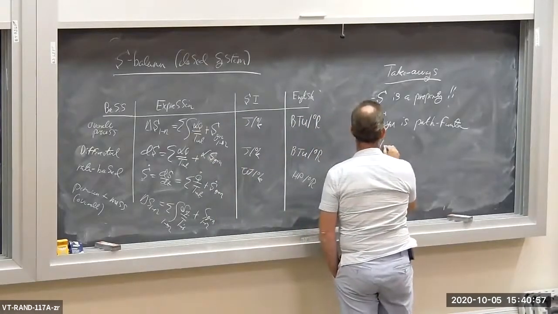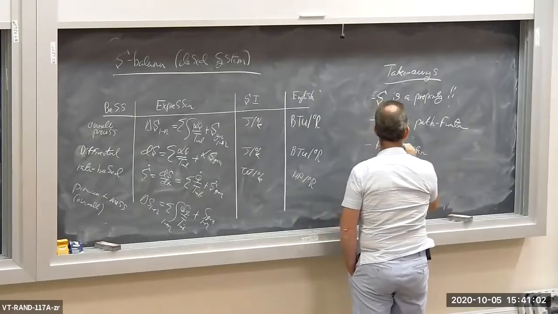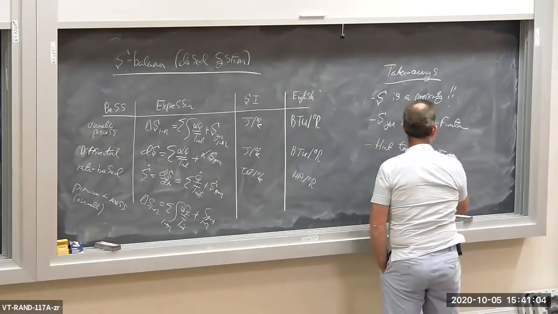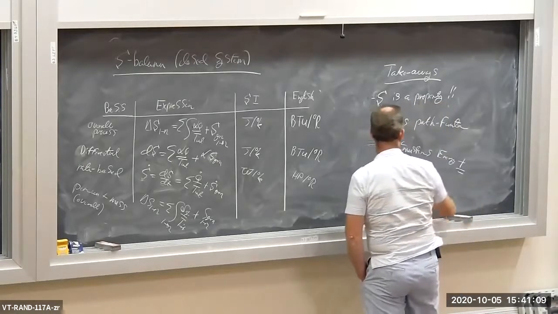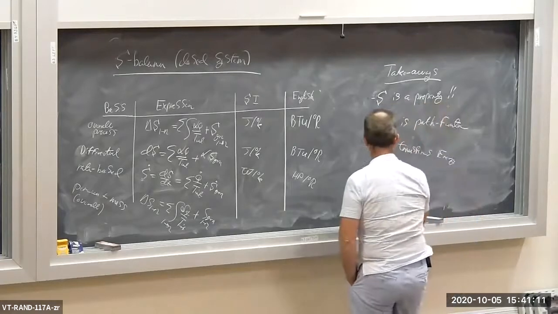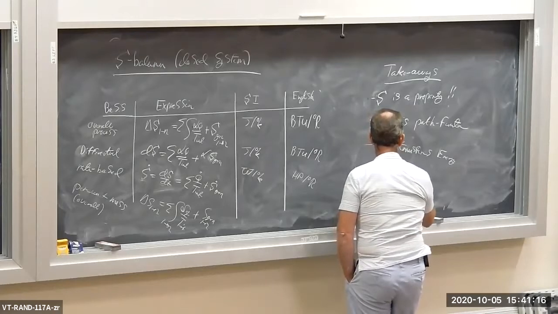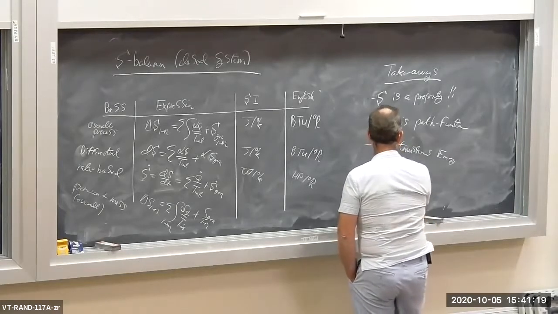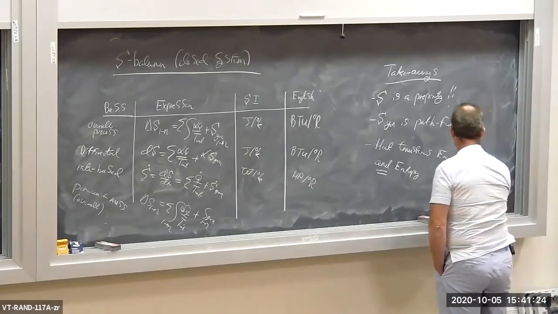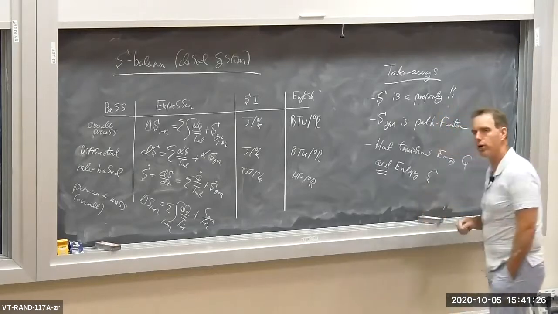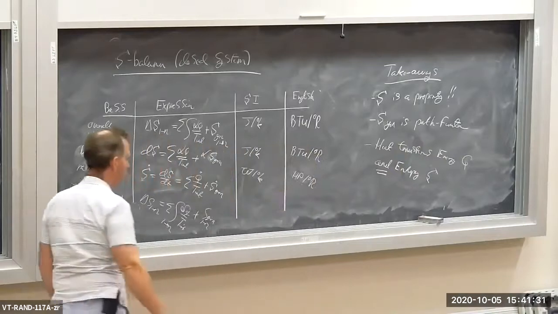So heat transfers energy and entropy. So heat transfers energy, Q, and entropy, S. But work does not. Work does not transfer entropy.